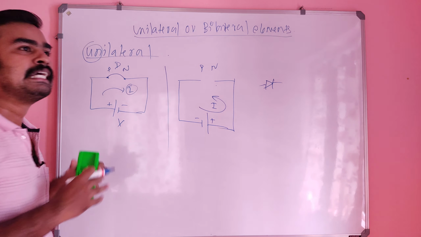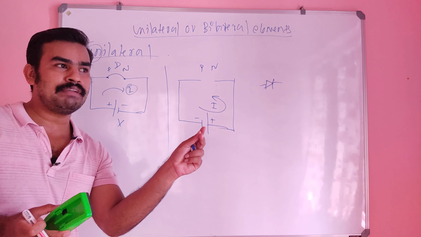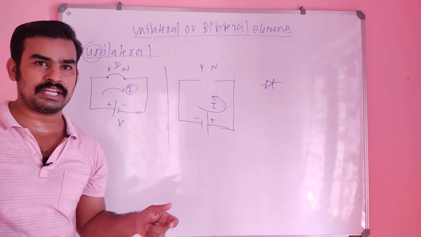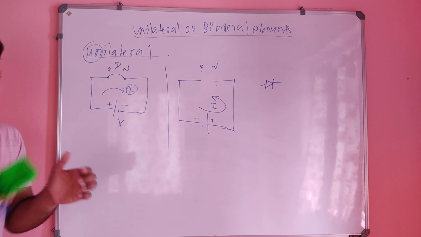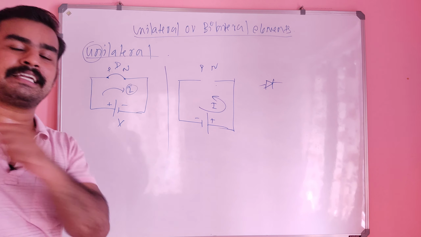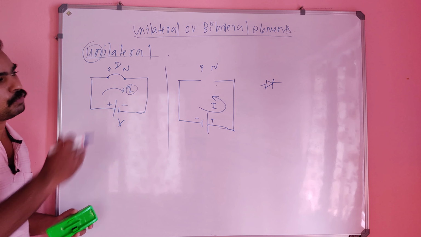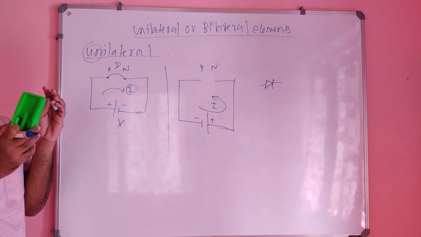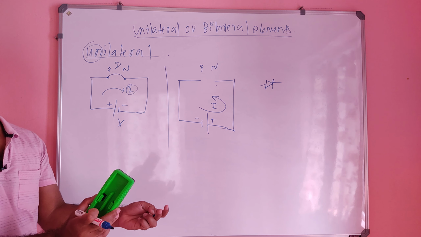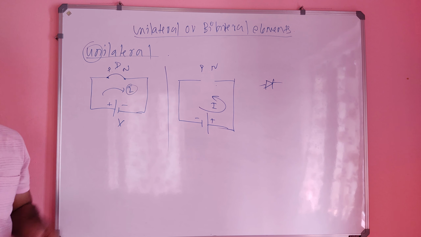Unilateral means it is in one direction only. It can conduct or behave in a certain manner in one direction, and behave in another manner in the other direction. That means its behavior or characteristics change in accordance with the direction of current. In one direction it has one characteristic and in the other direction another characteristic. That is called unilateral.